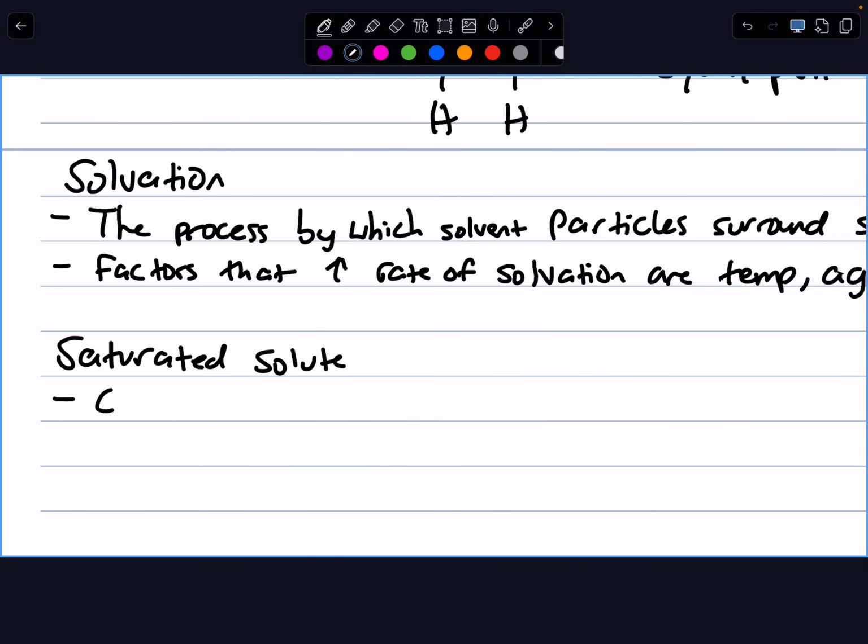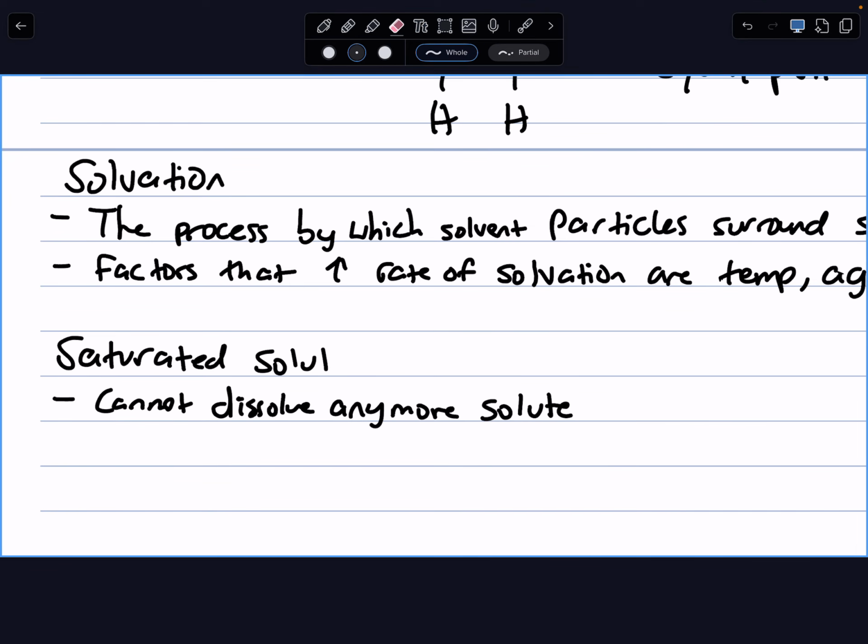Okay. Cannot do what? Dissolve any more what? Solute. Then why'd you put saturated solvent? I mean solute. Okay, cannot dissolve any more solute. That's fine. Okay, what happens in a supersaturated solution if you add a seed crystal?